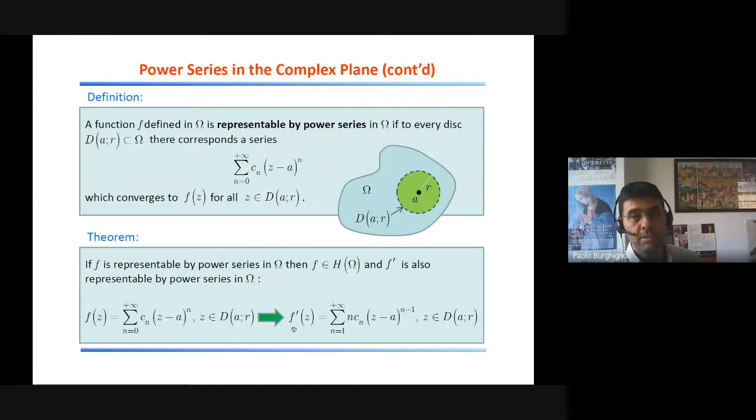So what you get is what you see here at the bottom. The first derivative, f prime of z, is equal to this series where now n goes from 1 to infinity. That's because you have explicitly this n factor inside. So it's pointless to start with 0 because that would give you no contribution, okay? And now you can see there is the coefficient Cn and also the n minus 1th power of the quantity z minus a.